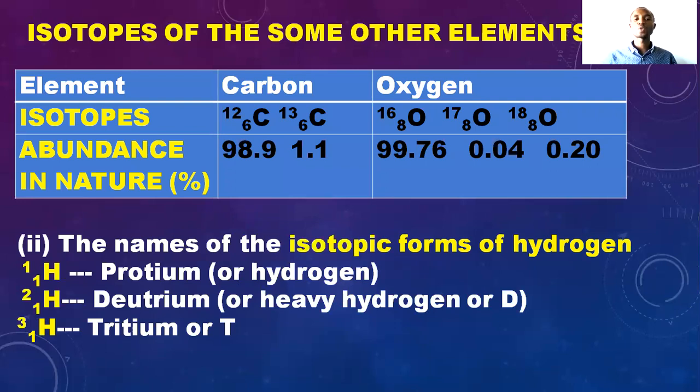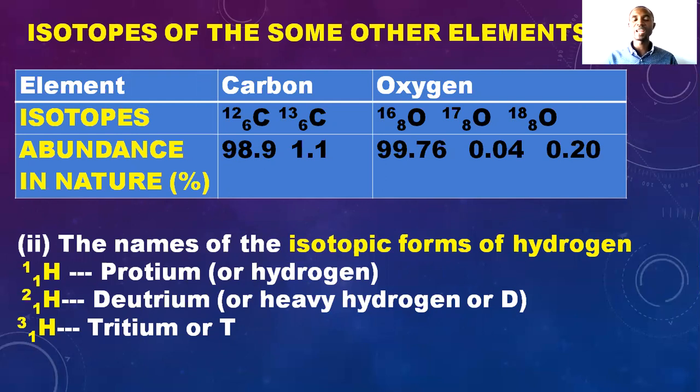Now, isotopes of some other elements aside from these. We have carbon, which we have said before, and oxygen, with mass numbers 16, 17, and 18. When you look at it, the abundance of carbon 12 is 98.9. We know carbon as carbon 12, which is why the percentage abundance is high. Then that of carbon 13 is 1.1. It is very, very minimal and doesn't occur regularly.